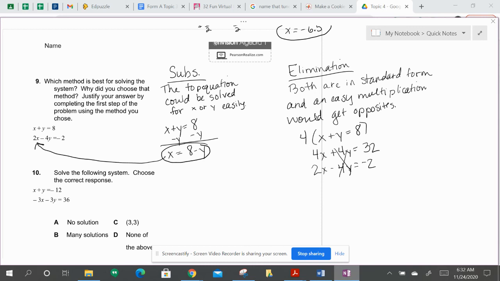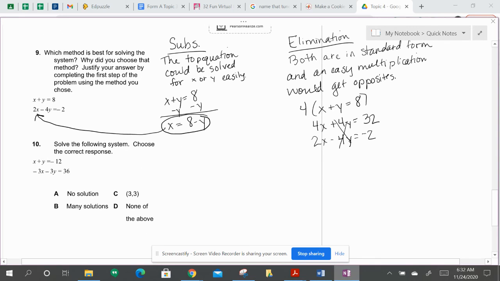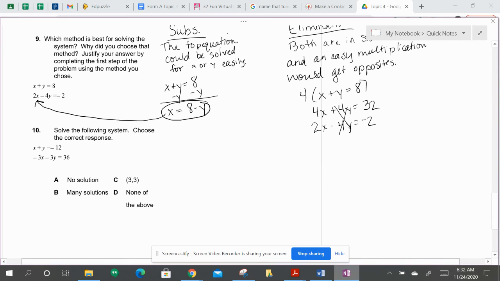All right, finally, we've made it to question number 10. Question number 10 says, solve the following system and choose the correct response. Guys, this one looks a whole lot like that last one that we just did. So if you like substitution, you can use substitution on this one. If you like elimination, you can use the elimination method on this one. I personally like elimination a little bit more, and so I'm going to choose to multiply this top equation by 3 in order to get opposites.